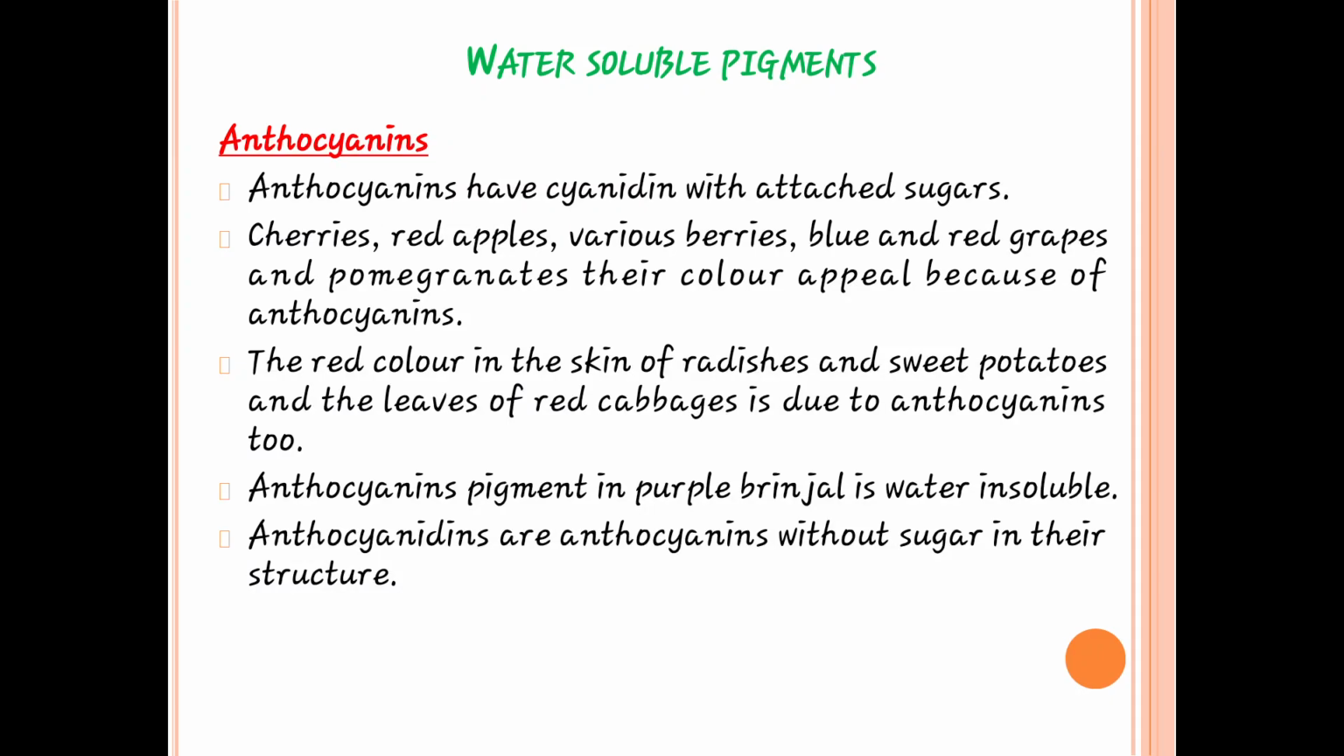First we are going to see anthocyanin. Anthocyanin has cyanidin attached with a sugar molecule. Cherries, red apple, various berries, especially blue and red grapes, and pomegranate get their color appeal because of this anthocyanin. The red color of the skin of radish and sweet potato and the leaves of red cabbage is due to the presence of anthocyanin. Anthocyanin is a pigment which is present in purple brinjal.